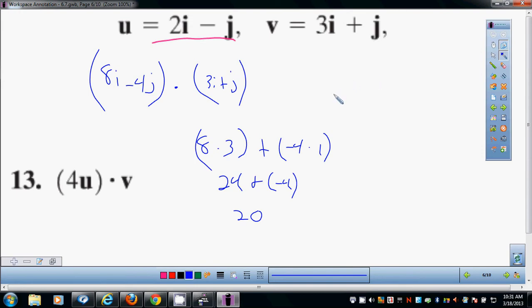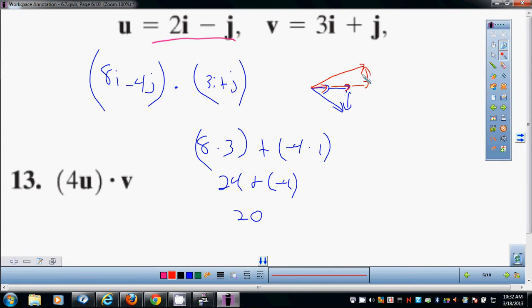So like u in this case is 2i minus j, right? So it's this vector, and v is 3i plus j. Yeah, v. So I'm looking for the angle between those two vectors, which would be this angle here.